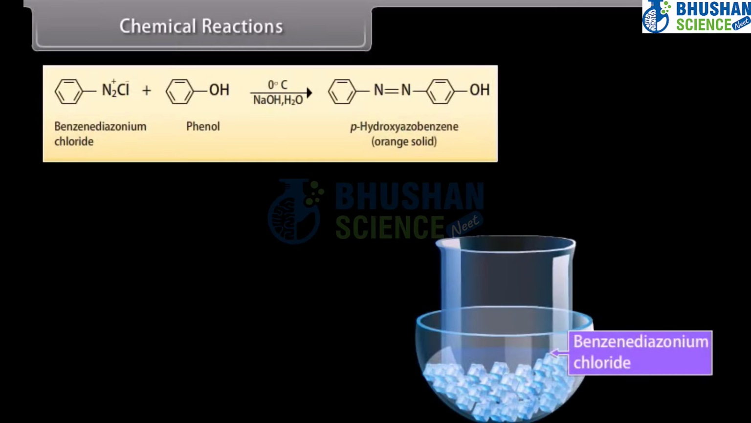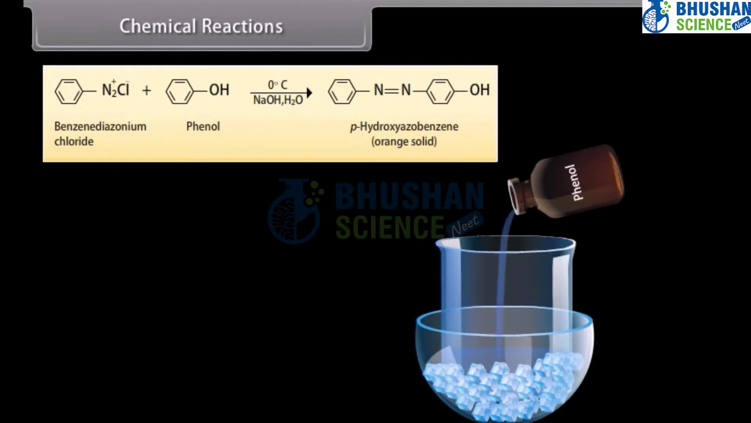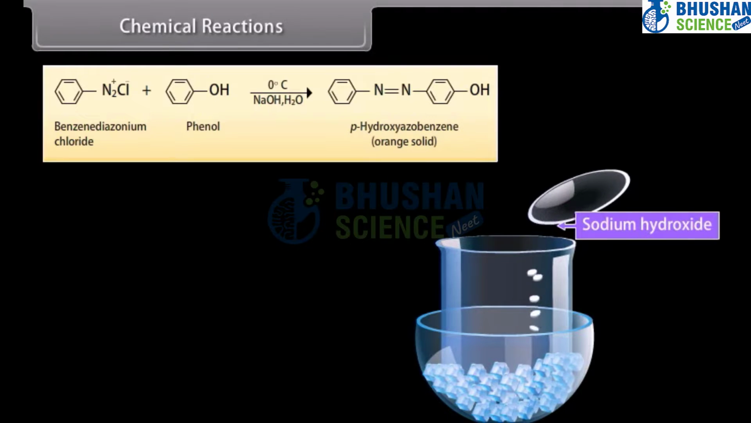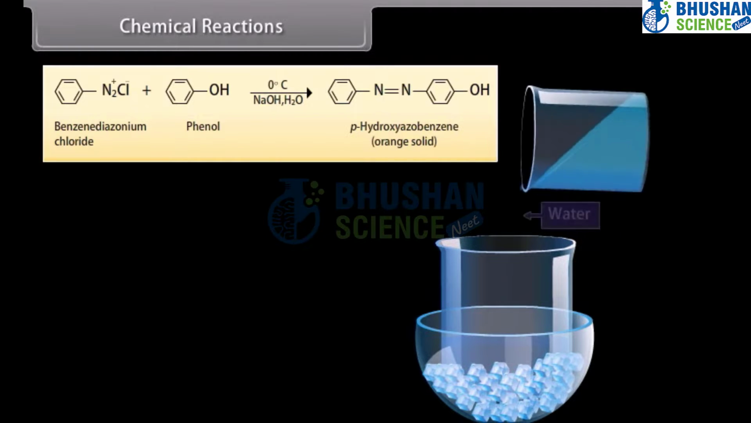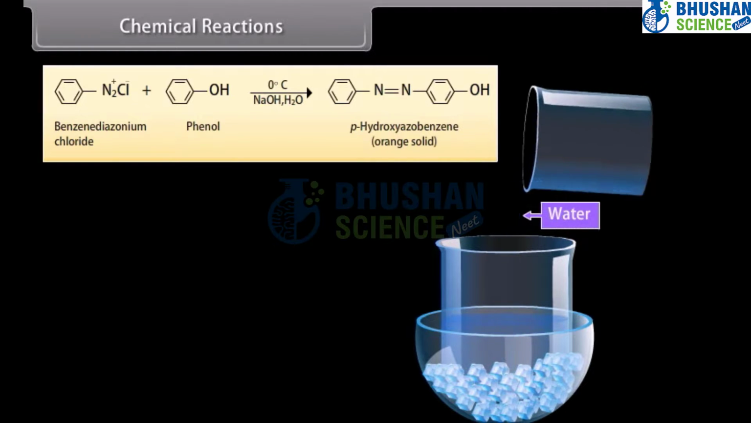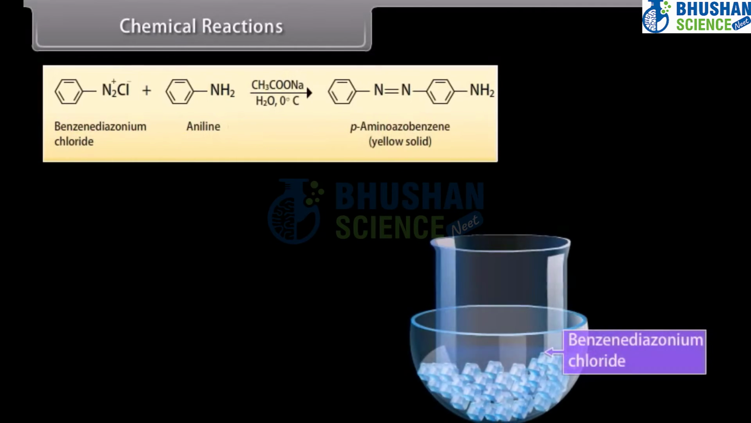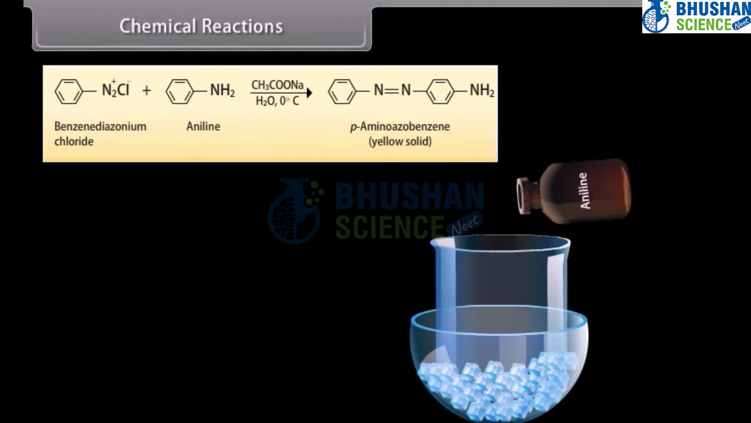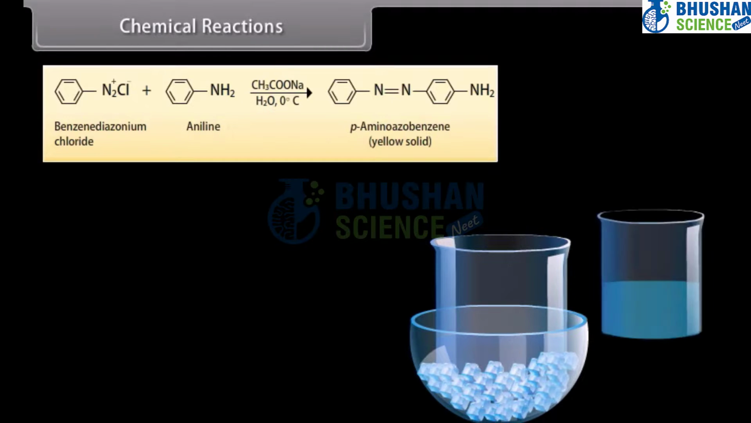Benzene diazonium chloride reacts with phenol in the presence of sodium hydroxide and water at 0 degrees Celsius and produces para-hydroxyazobenzene. Benzene diazonium chloride reacts with aniline in the presence of sodium acetate and water at 0 degrees Celsius and produces para-aminoazobenzene.